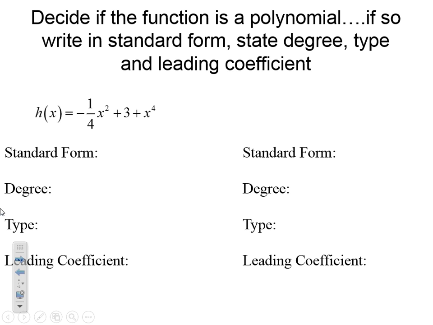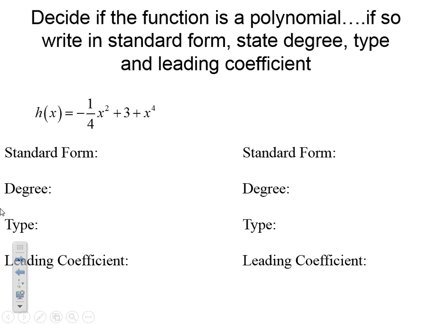So we have to decide if a function is a polynomial. If so, we have to write it in standard form. State the degree, type, and leading coefficient. Remember, to be a polynomial, all of our exponents have to be whole counting numbers.